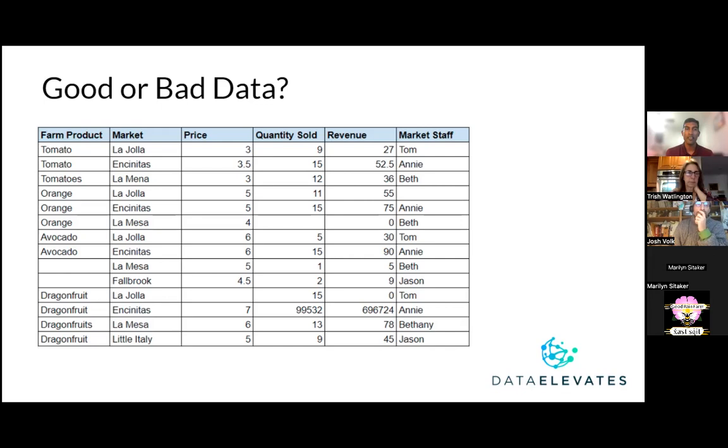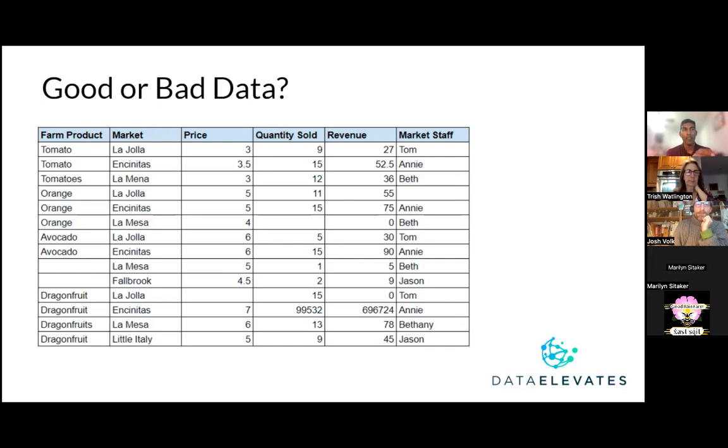Anything else? Well, there's obvious inconsistent notation on the dragon fruit. So it would be better if it were consistent. Exactly. Yes, that goes to data validation. I think someone had mentioned this earlier on, and that's a good one. That's kind of what I was trying to get at there.